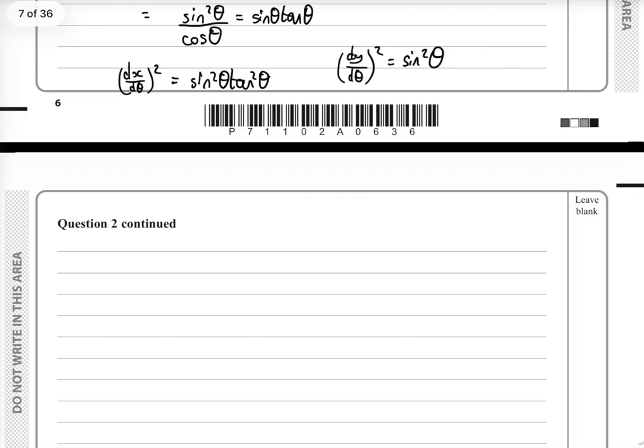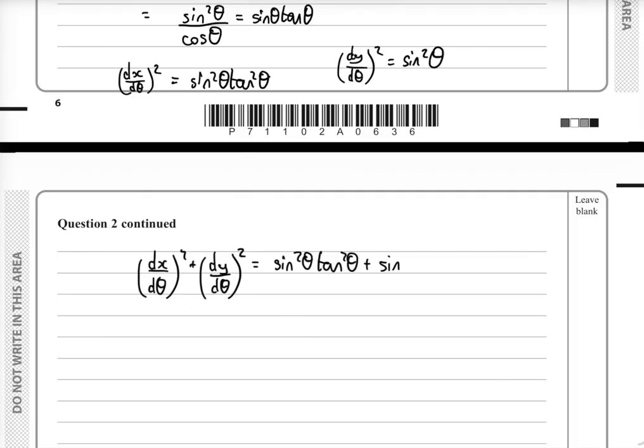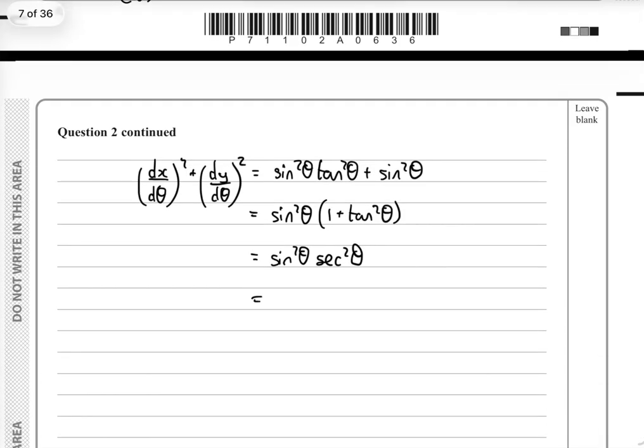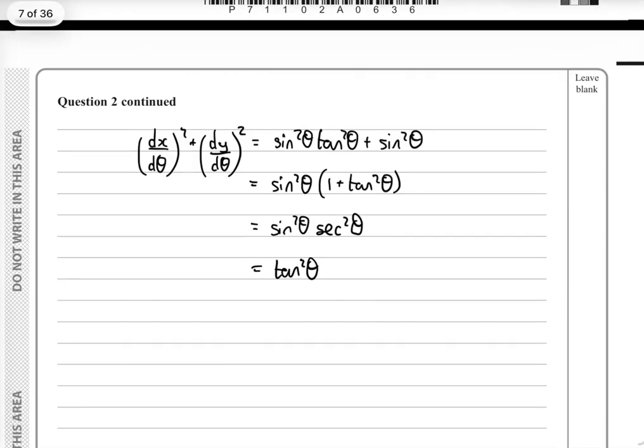Now adding them together, you might see why that was worth doing. Got that common term. Sine squared theta tan squared theta, plus sine squared theta. Factorize out sine squared theta, and we get this lovely 1 plus tan squared theta, which is equal to sec squared theta, which is 1 over cos squared, which equals tan squared theta. Oh, that was nice. Especially as we're now going to square root that.